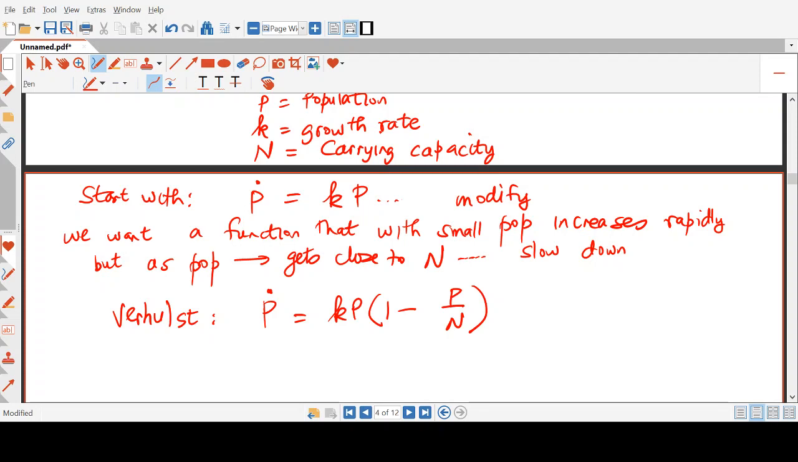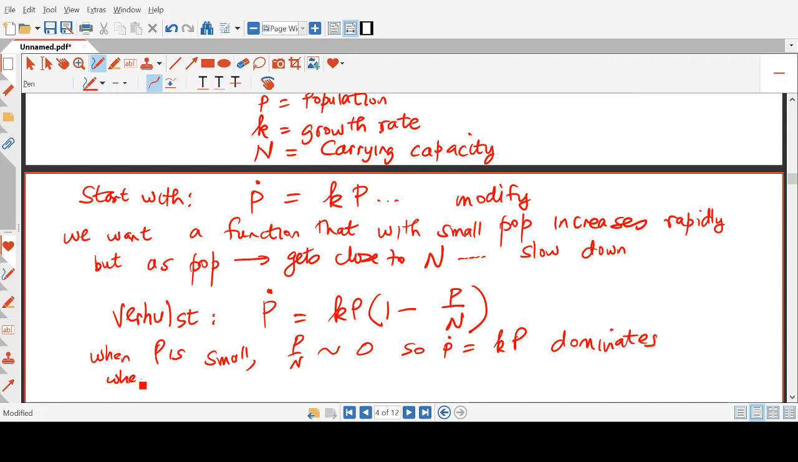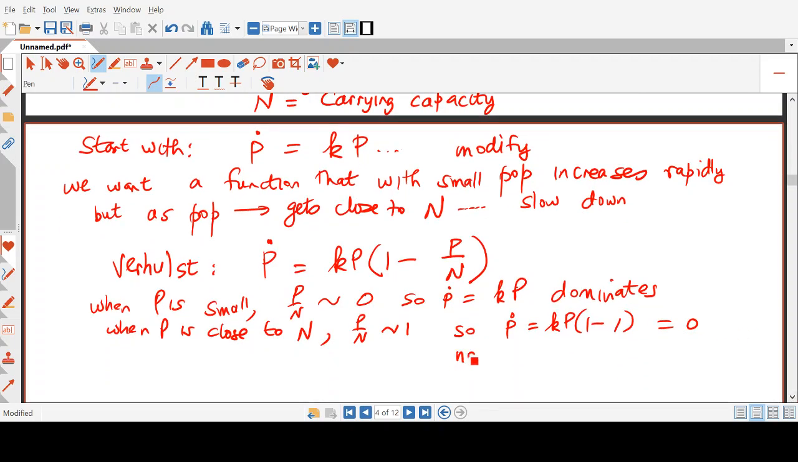That model then is more efficient. You can see that when P is small, P over N is roughly 0. So P dot equals Kp, which dominates. When P is close to N, P over N is roughly 1. So P dot will be equal to Kp times 1 minus 1, which is 0. No growth.